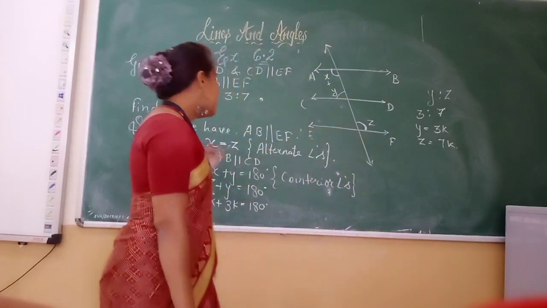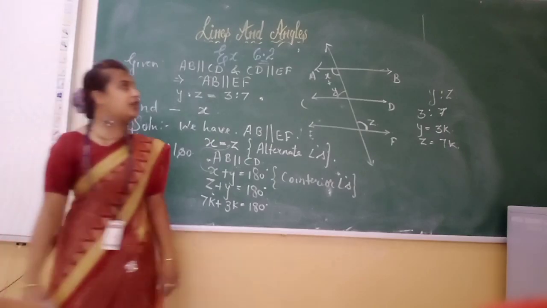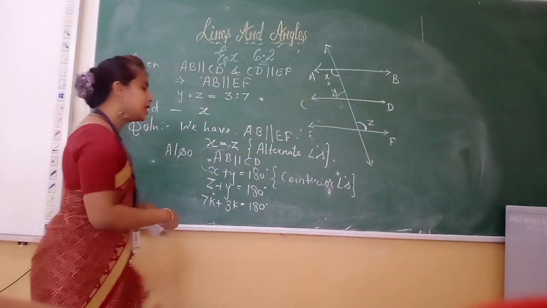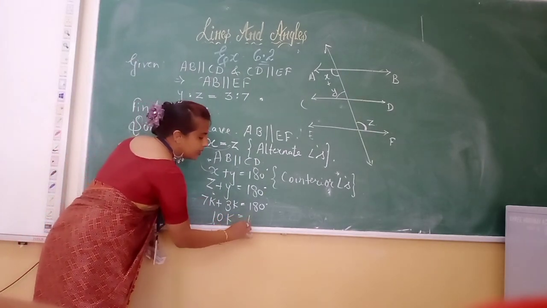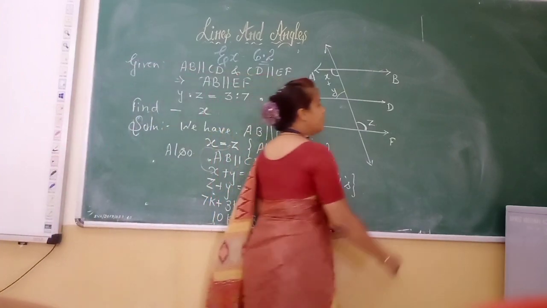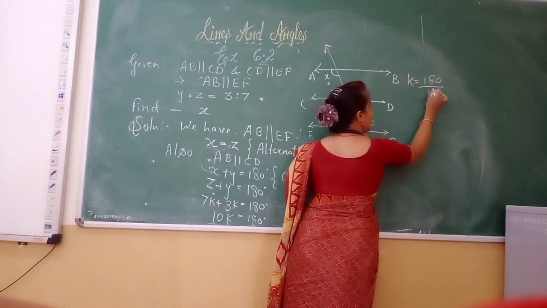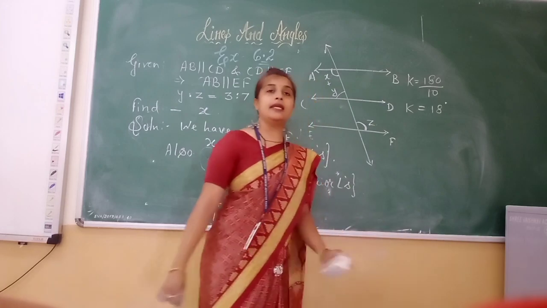Now from here, first of all, find out the value of k. How will we find the value of k? That is 3k plus 7k. What is 3k plus 7k? 3k plus 7k is 10k is equal to 180 degrees. So what is the value of k? From here we will get k is equal to 180 upon 10, which means k is equal to 18 degrees.